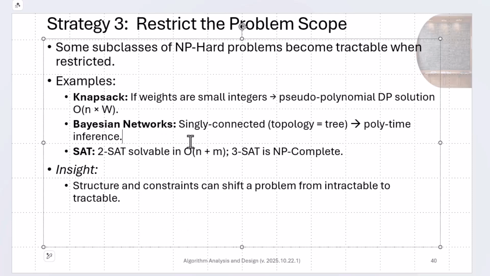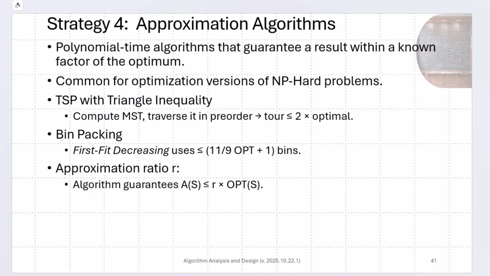The insight is that structure and constraints can shift a problem from intractable to tractable, depending, obviously, on that structure and those constraints. Strategy 4 would be approximation algorithms. These are polynomial time algorithms that guarantee a result within a known factor of the optimum, common for optimization versions of NP-hard problems. An example is TSP with triangle inequality.